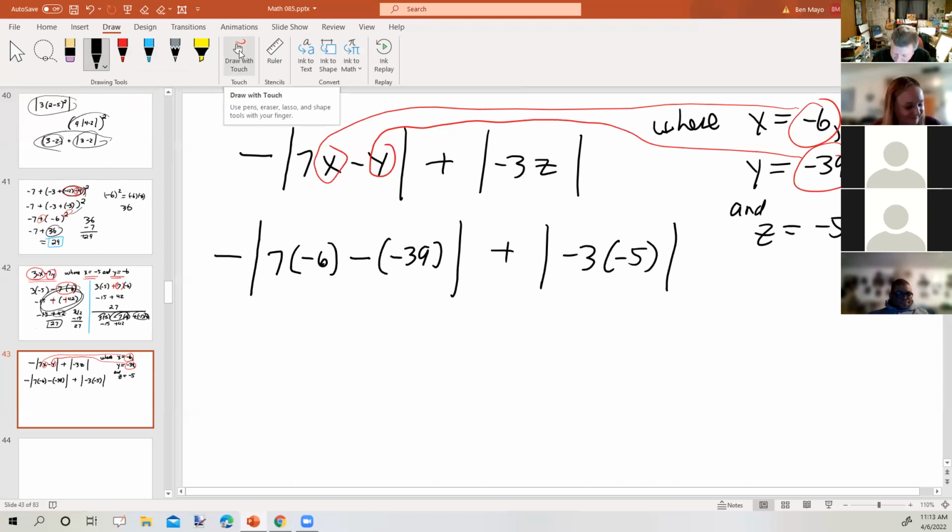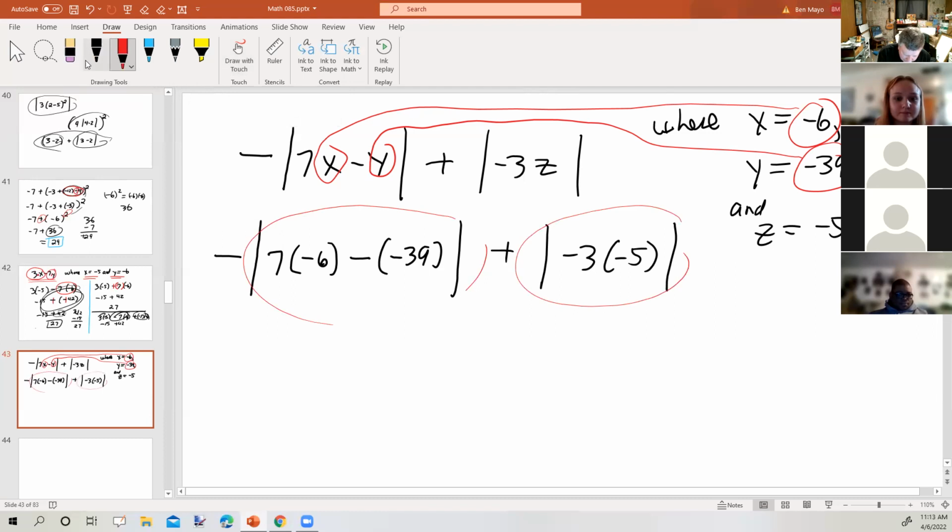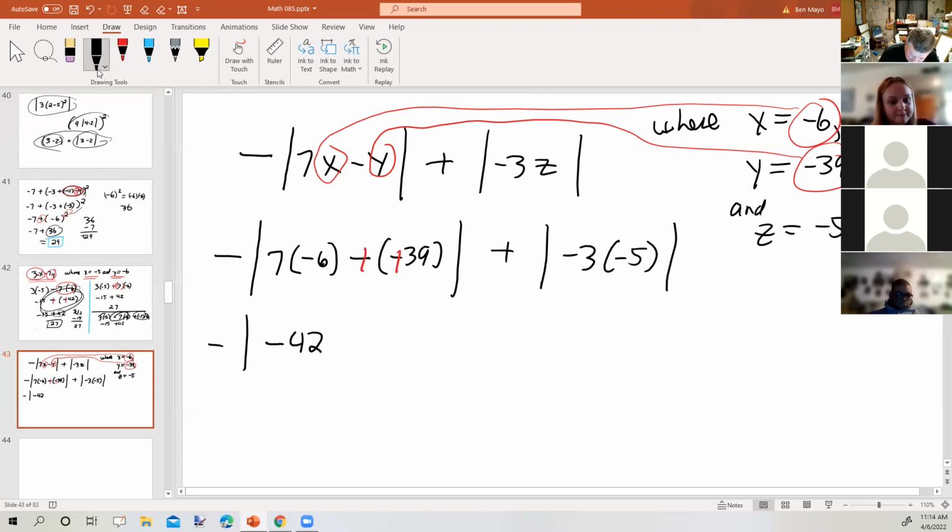All right. Now we're going to go inside the absolute value grouping symbols. We're going to do them from left to right. So we're going to do this first one and then the second one. Okay. So let's see here. Inside, I've got multiplication and subtraction. 7 times negative 6. Positive times negative is negative. So that's going to be negative 42. Subtracting a negative is like adding a positive. So that's going to be plus 39.